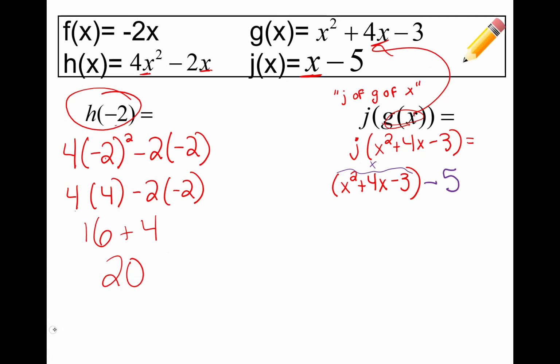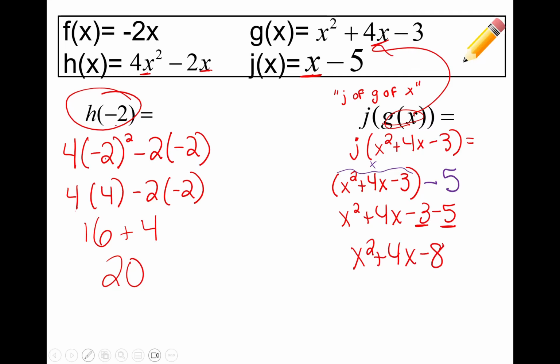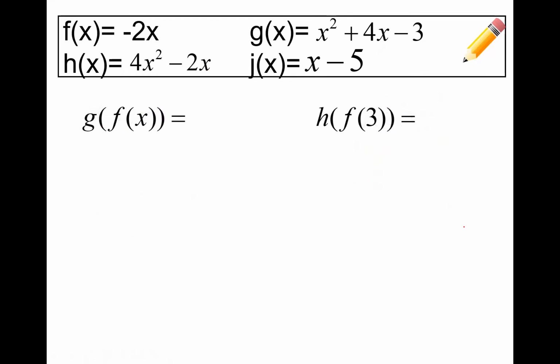So now we need to finish cleaning it up. So we don't need these parentheses. We can just drop them. And then I got to combine some like terms. These guys, right? So x squared plus 4x minus 8, because negative 3 minus 5 is negative 8. Kind of confusing, right? But we got this. We can do it. Let's try another couple.